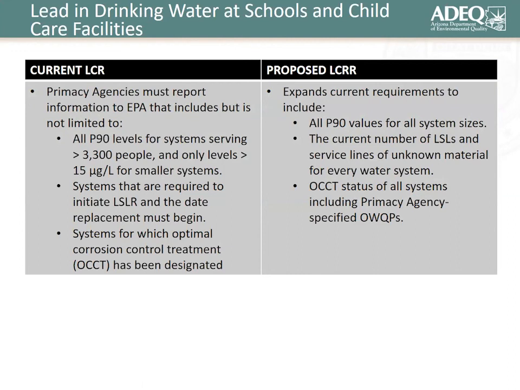Also under the proposed revisions, the requirements expand so that any system that has a 90th percentile exceedance will automatically have to go out and start sampling lead in schools. And it also requires them to start looking at their corrosion control treatment status and re-optimize based on those lead in school samples as well.